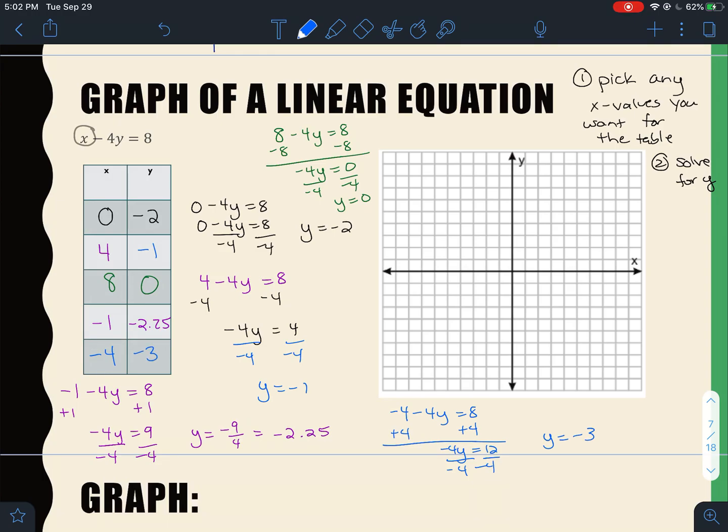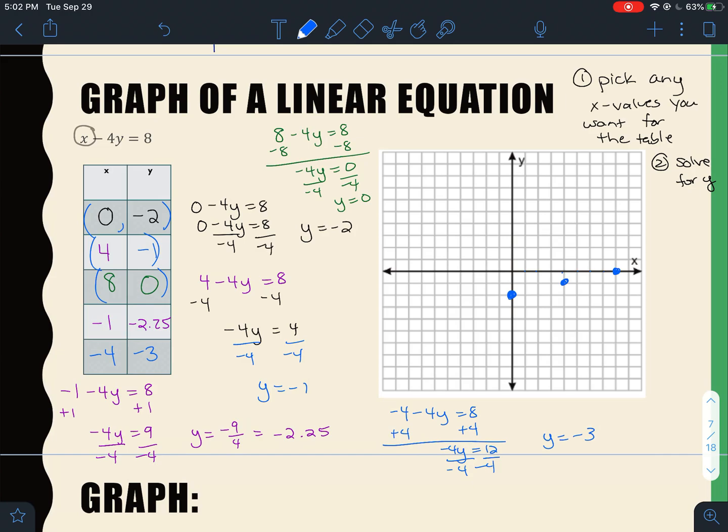So now we have a bunch of x values and y values. These are going to be ordered pairs. So that first one represents the ordered pair 0, -2. So I'm going to go 0 over and 2 down. The next one is the point 4, 1. So I'm going to go 4 over, 1 down. The next one is the point 8, 0. So 8 over, 5, 6, 7, 8, and then 0 up.